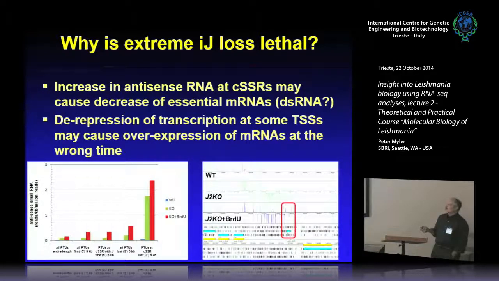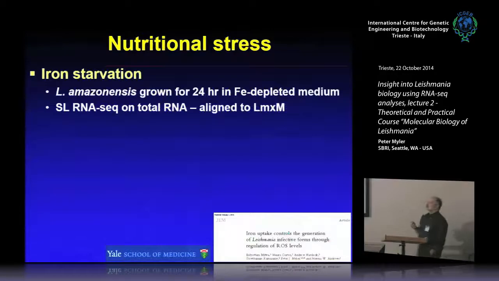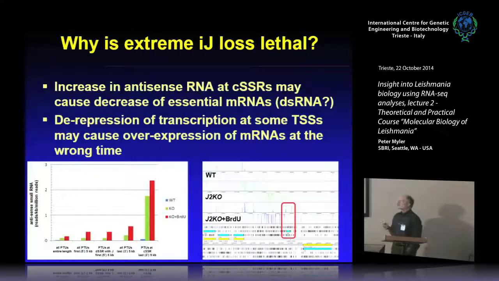What we found was that there was an increase in the number of sense reads in places that looked like this, where we've got a transcription stop site and then a reinitiation site. We got increased abundance of some RNAs, and then decreased abundance of some other RNAs. So we still don't know why loss of J is lethal, but it could either be because they're overexpressing a toxic gene or underexpressing an essential gene. So that remains to be seen.